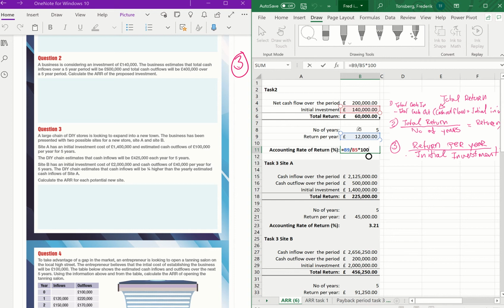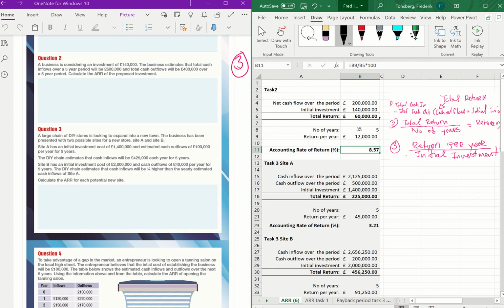And then to do the accounting rate of return, this last one, what I've said is simply £12,000, so that's the return per year. That's how much we earn per year, divided by the initial investment, times it by 100 to get a percentage, and that gives us 8.57%. Now, is that good or bad? Well, it's impossible to say unless you compare this to some other investment you've got, and whichever gets the highest return would be the best investment.